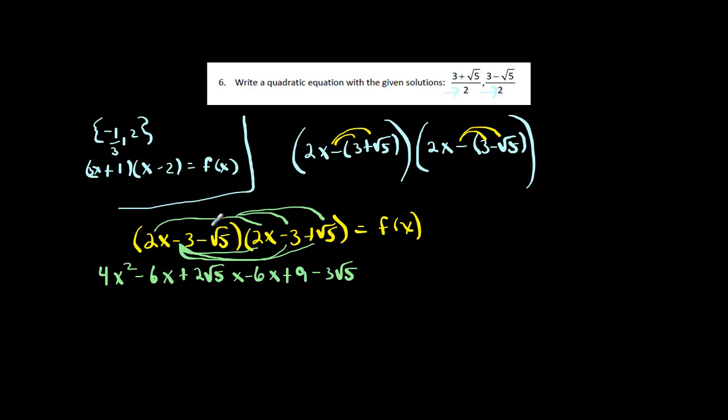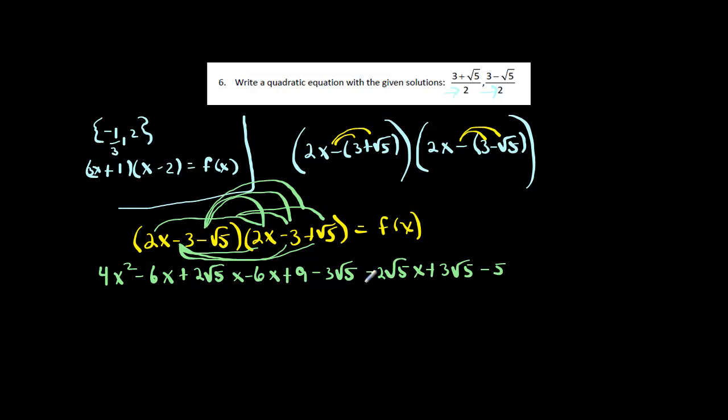Then finally we do it with the negative root 5. So negative root 5 times 2x is negative 2 root 5x. Negative root 5 times negative 3 is positive 3 root 5. Negative root 5 times positive root 5 is negative 5. Because root 5 times root 5 is root 25. The square root of 25 is 5. So that's a lot of terms here.